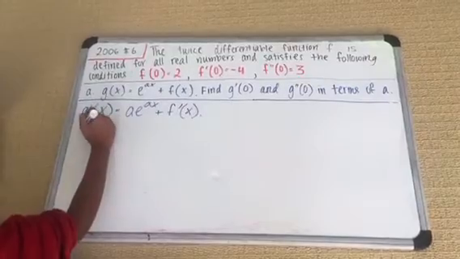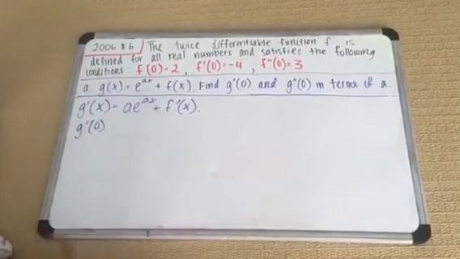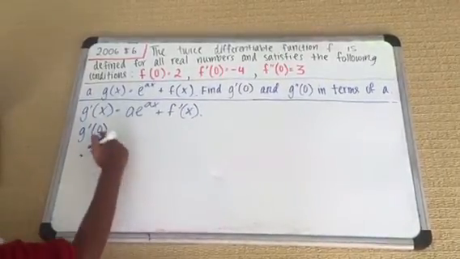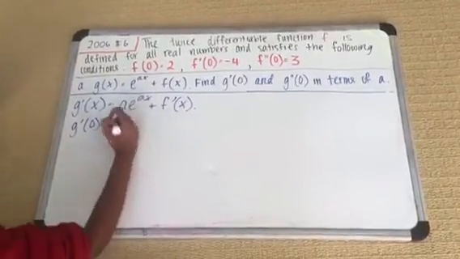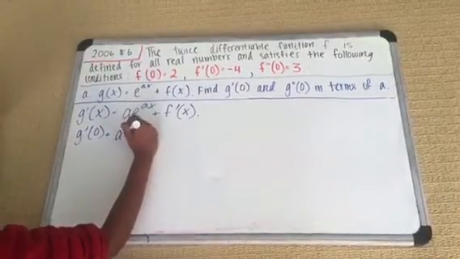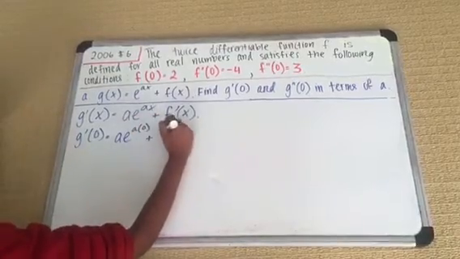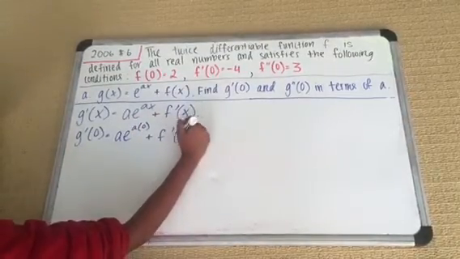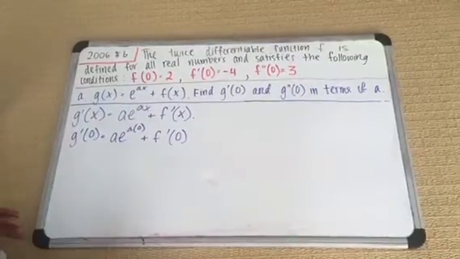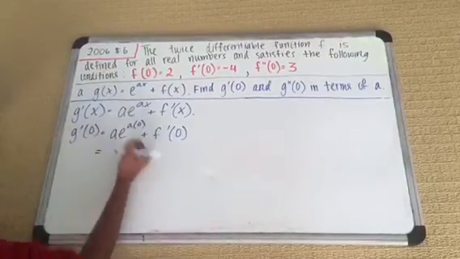But to find the next part, g prime of 0, we know what f prime of 0 is because it's a given. And we can plug in 0 for x here. So it equals a times e to the a times 0 plus f prime of 0, which we will plug in the actual value for in the next step.